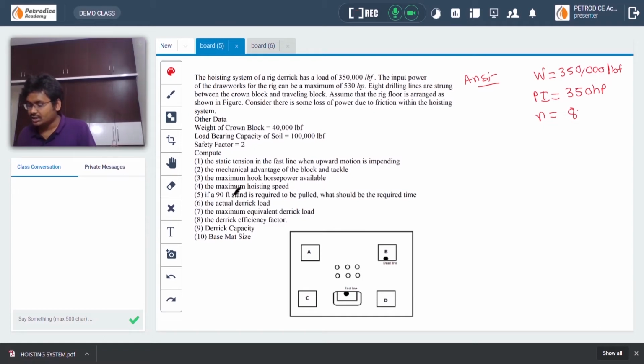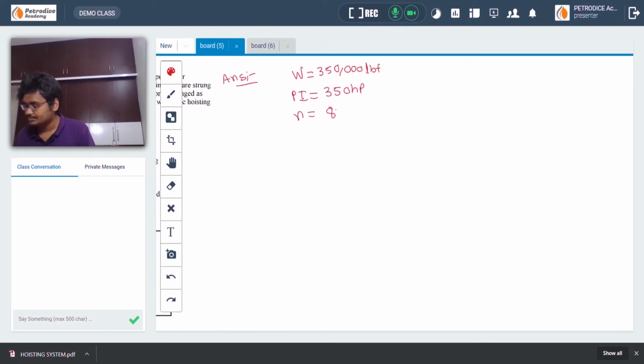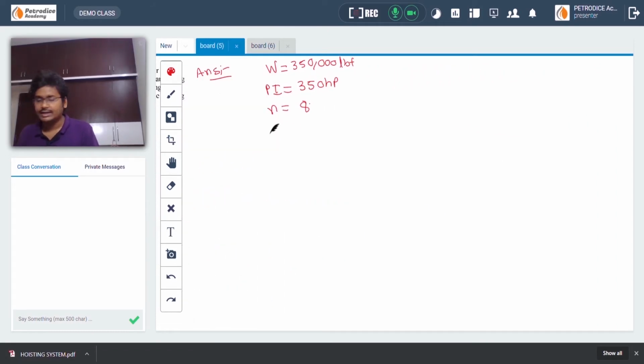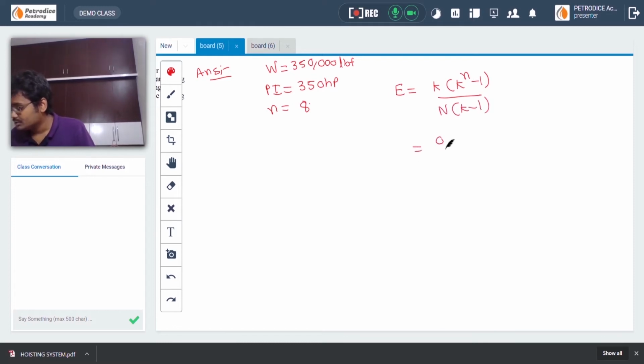Now, firstly calculate the static tension in the fast line when upward motion is impending. Let us start doing the sum. Given N is equal to 8. Let us calculate the efficiency of the block and tackle system. That is given by E equals k to the power n minus 1 divided by n times k minus 1, where k is 0.965, so (0.965 to the power 8 minus 1) divided by 8 times (0.965 minus 1).